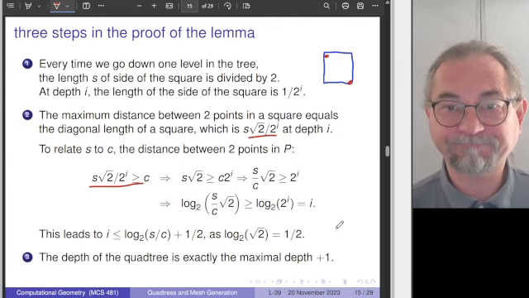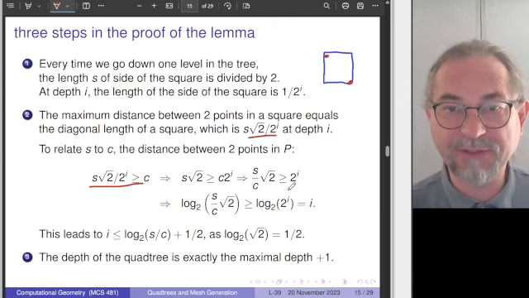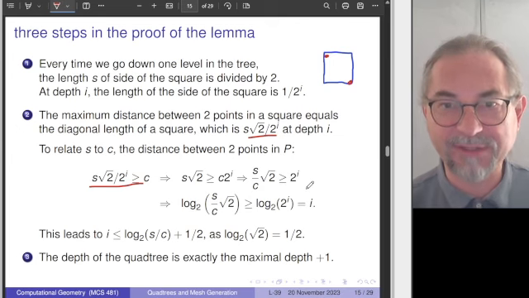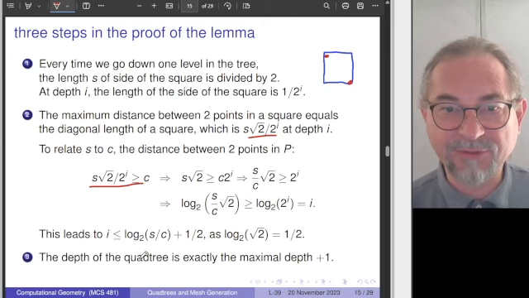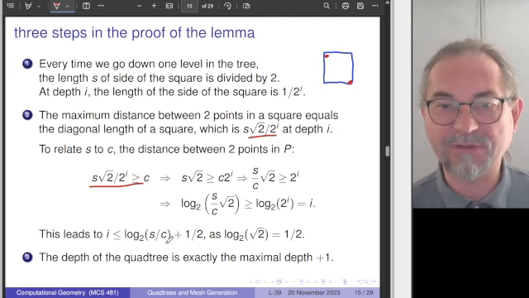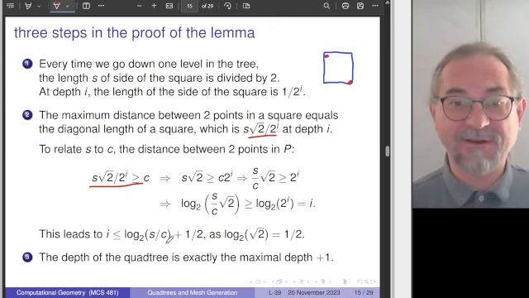So we have the bounds of the inequalities. Perhaps I won't go through this in great detail, but it works out. You can also see that the depth is bounded by the 2 log of this ratio, the length of the square and the distance between 2 points in a square. The square root of 2 is responsible for the 1/2, and then the final argument is that the depth of the quadtree is that upper bound plus 1.